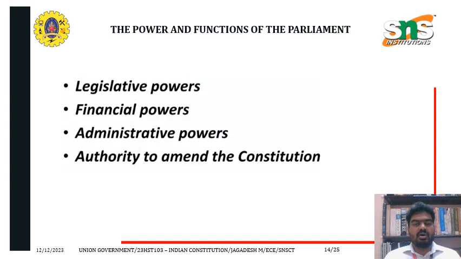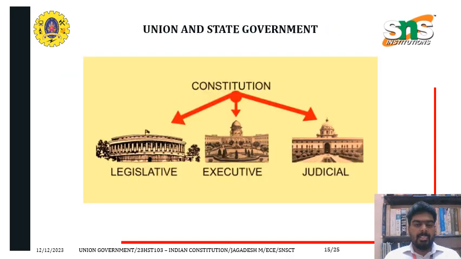So, the powers and functions of the parliament: legislative power, financial power, administrative power, and authority to amend the constitution. So, union and state government. The central government and the state government are aligned with the same kind of structure. There are three things: legislative, executive, and judicial, that we already discussed. The state government also follows the same concept: legislative, executive, and judicial. Maybe sometimes the names will differ.